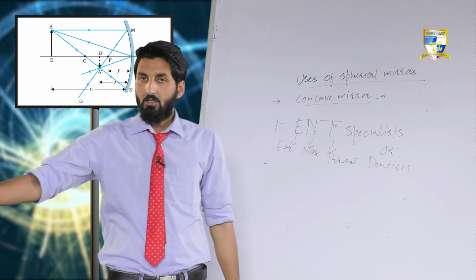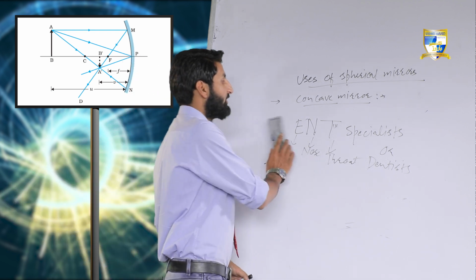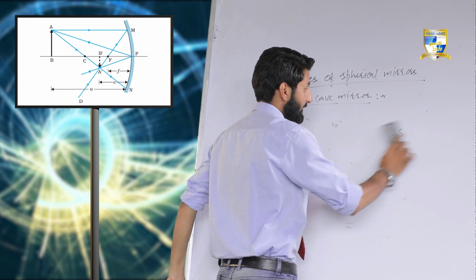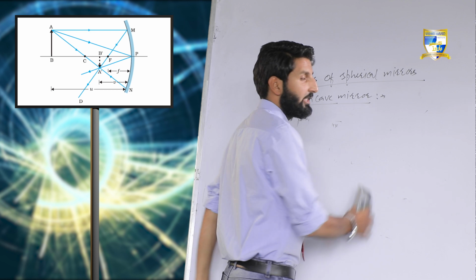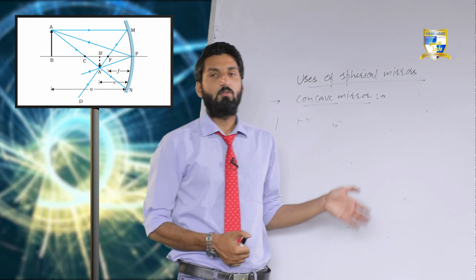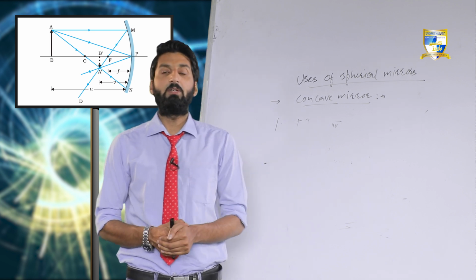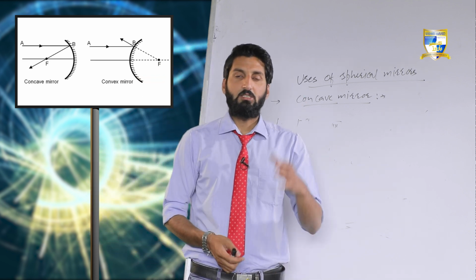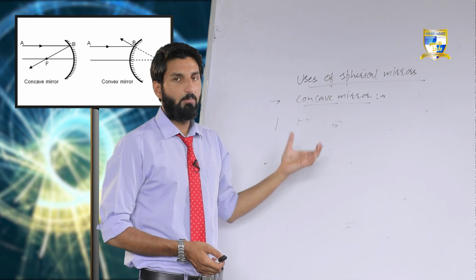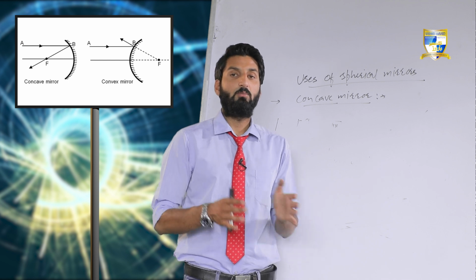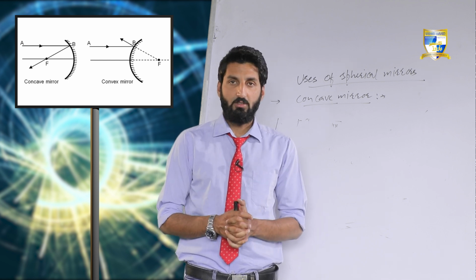Okay. So these are the various uses of spherical mirrors. Often it's asked in the exam as write down various uses of concave mirror, or write two uses of convex mirror, or sometimes it may be asked as write various uses of spherical mirrors. If it is spherical mirrors, then you have to mention both. Okay. So these are the uses of spherical mirrors based on the property of converging and diverging.